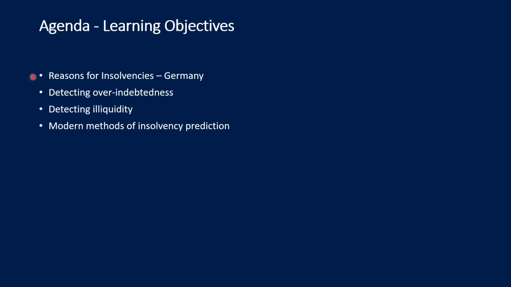First, I would like to go into reasons for insolvencies or for bankruptcies with a special focus on Germany. Then I would like to show some ratios, how to detect over-indebtedness, and some ratios, how to detect illiquidity. Last but not least, I would like to go into some modern approaches for insolvency prediction.